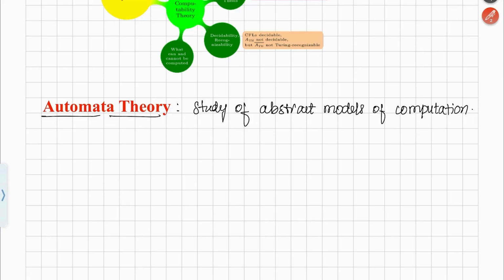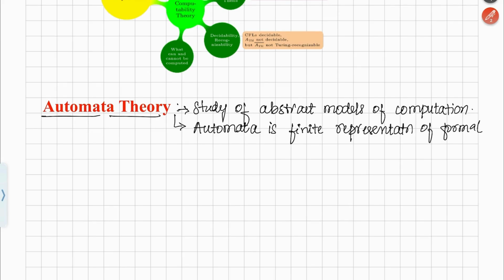What does automata mean? Automata derives from automation. Automation is a finite representation of a formal language. You might ask, what is a formal language? A formal language is a set of languages which are defined by making use of grammars and regular expressions. We'll understand this further, but as of now, the definition of automata theory is that automata is a finite representation of a formal language that may be an infinite set.